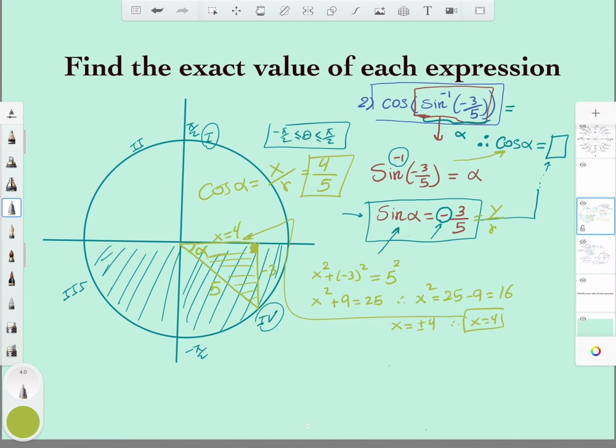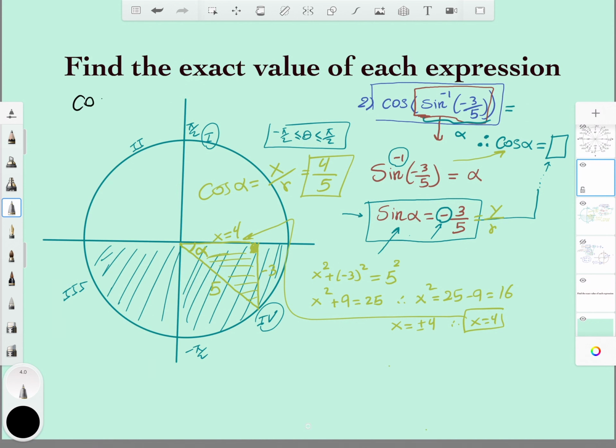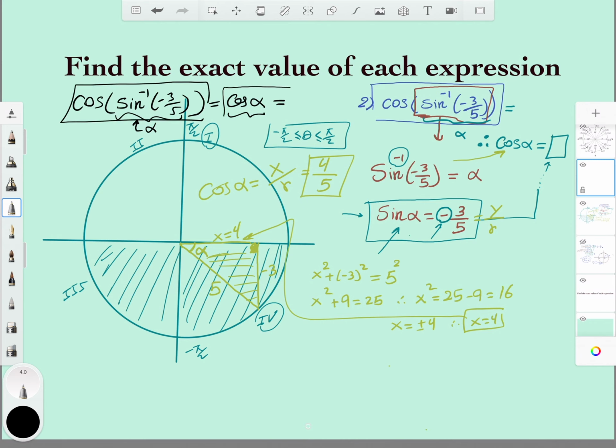So let me explain again. At the beginning, we start with cosine of sine inverse of negative 3 over 5. We call this alpha, correct? Then if I substitute alpha here, this is going to be cosine of alpha. If you answer this, that means you answer the question. We solved that cosine of alpha is 4 over 5. That means cosine of sine inverse of negative 3 over 5 is 4 over 5.